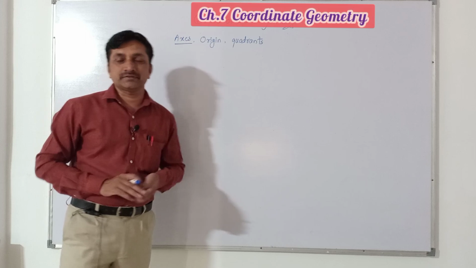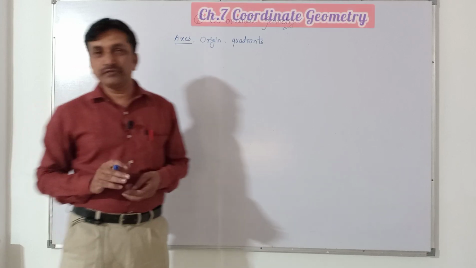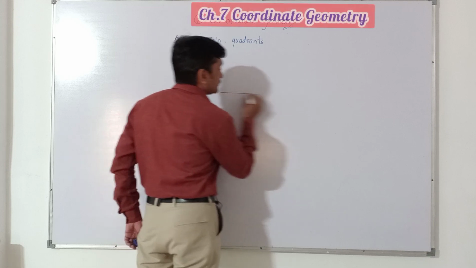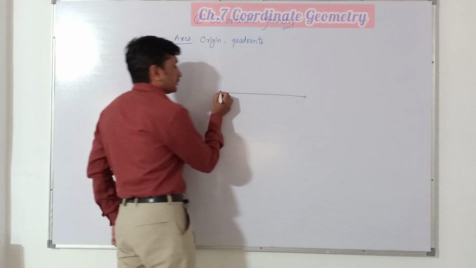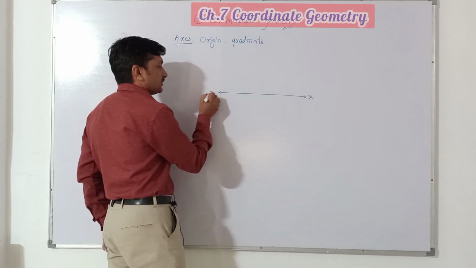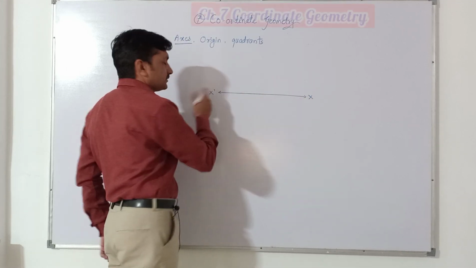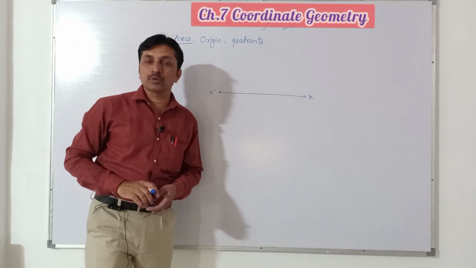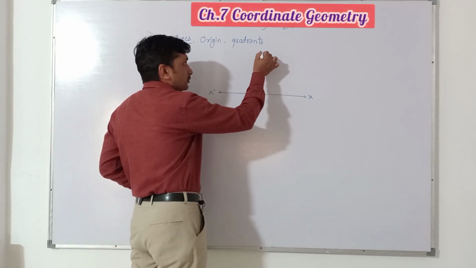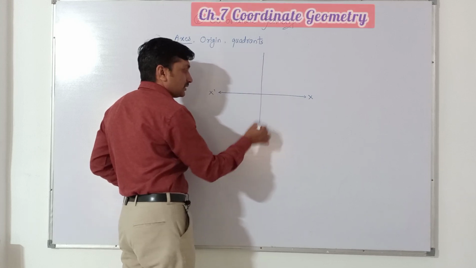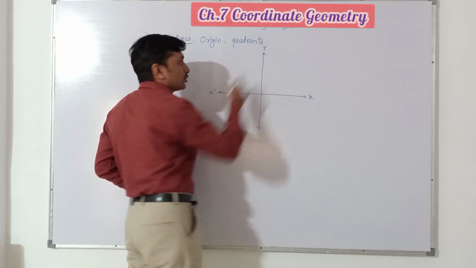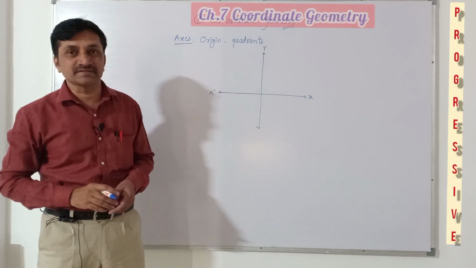First is axis. You know that when we draw the graph, we draw one horizontal line. This horizontal line is called x-axis. Right side x, here x complement, x dash. It is x-axis. Again we draw one vertical line making 90 degree here. This vertical line is called y-axis.